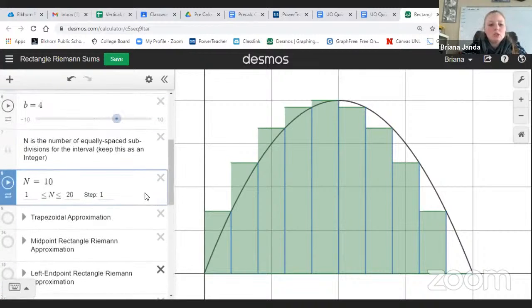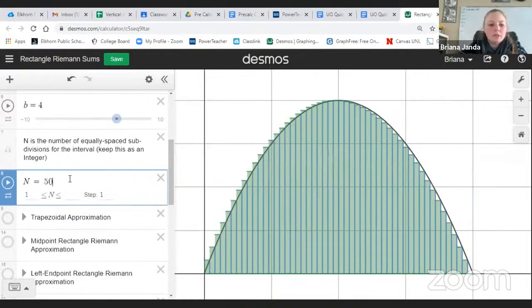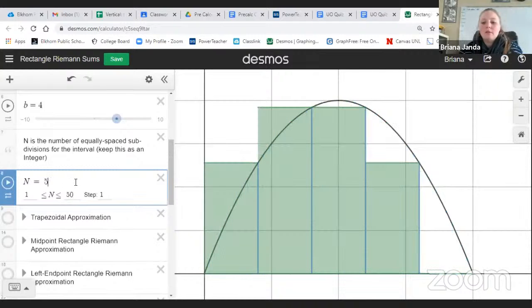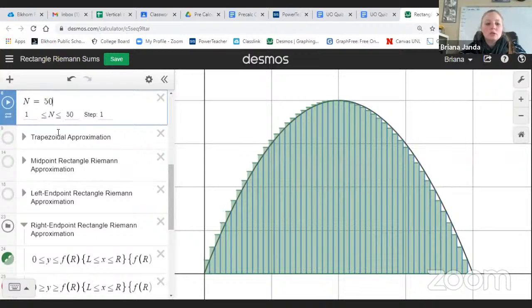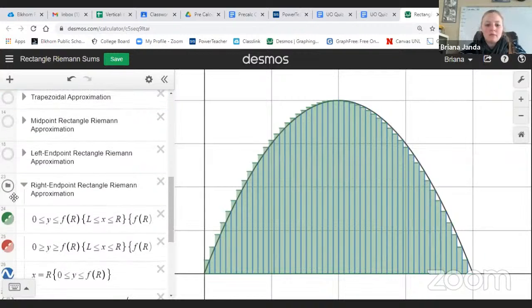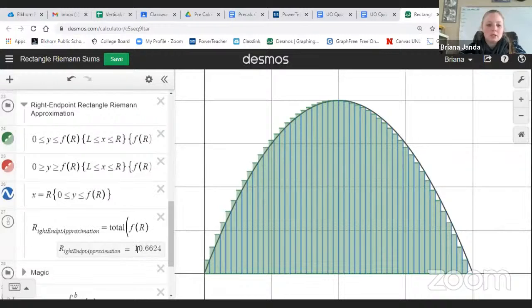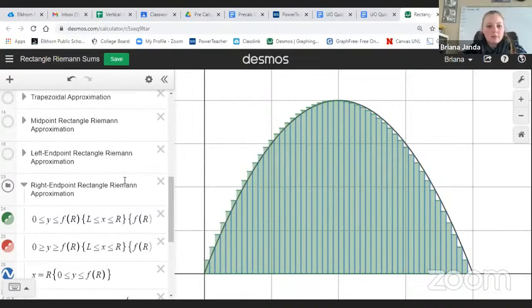And I'm going to go back up here and change it because then I asked you to do this for 50 rectangles. And notice as I draw in 50 rectangles, they really start matching my curve a lot better than when I had, let's say, 5 rectangles. That doesn't even hardly match my curve. I make it 50 rectangles and it starts to appear more like the shape of my curve. So now let's see what they say if I added up the area of each of those 50 rectangles down here at the right endpoint approximation. It now says that it is 10.6624. I'm writing this down in our notes so that when we go back to that, we can find it.